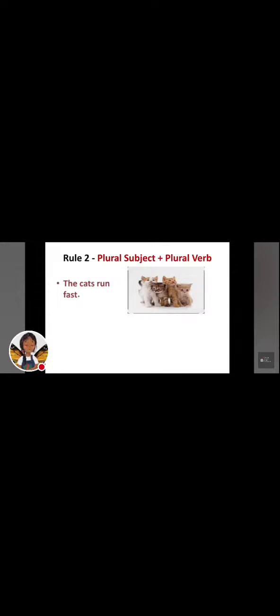Rule number 2. With plural subject, we use plural verb. For example, the cats run fast. Here, the cats is plural subject, so we have used a plural verb run. See the next example. Tom and Jerry like cartoons. So here, Tom and Jerry, this is a plural subject as we have included two names here, Tom and Jerry. So we will use a plural verb like here.